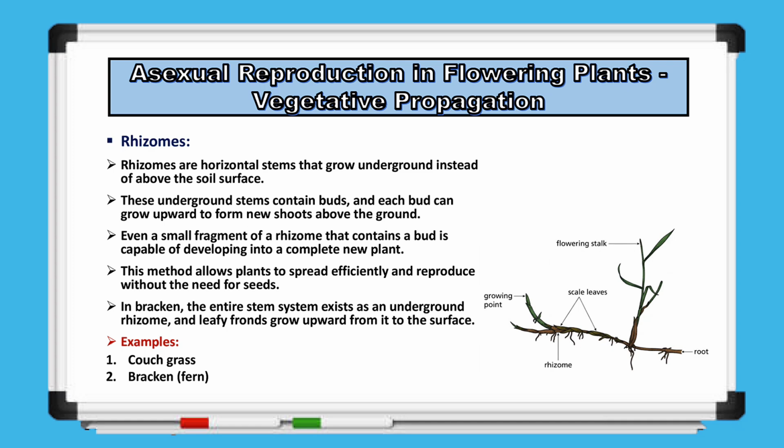As you can see here, the diagram shows the structure of a grass plant, highlighting both its vegetative and reproductive parts. The rhizome is a horizontal underground stem that allows the plant to spread and produce new shoots. The flowering stalk is the part that grows above the ground and supports the plant's reproductive structures. The growing point is the region where new cells are produced, allowing the plant to grow and form new leaves. The scale leaves are small modified leaves along the rhizome that protect the developing growing points.